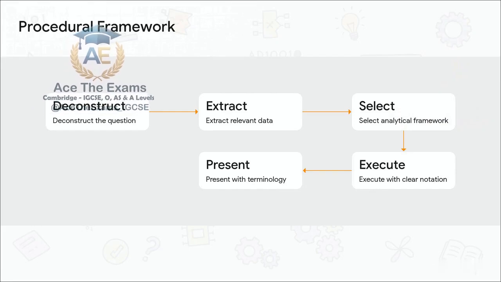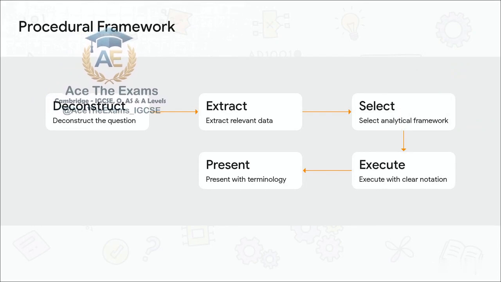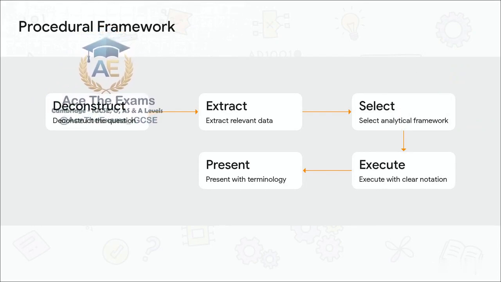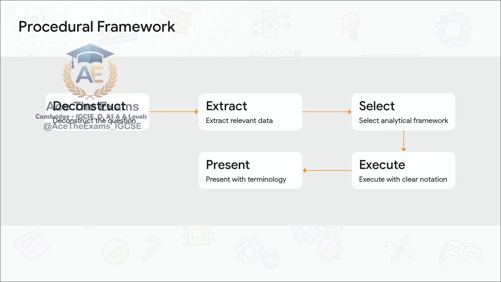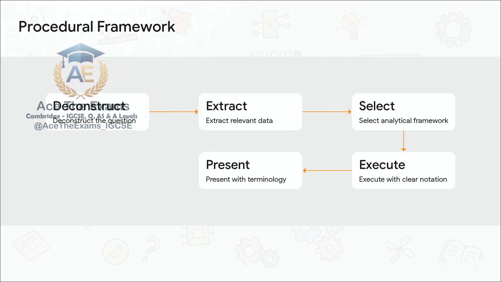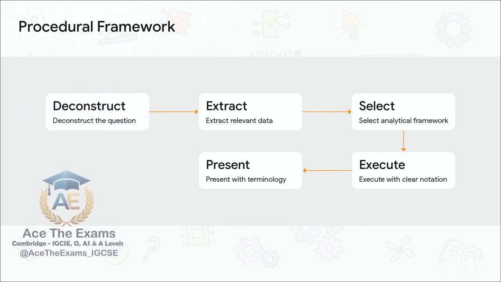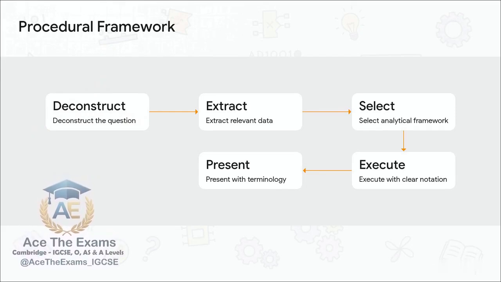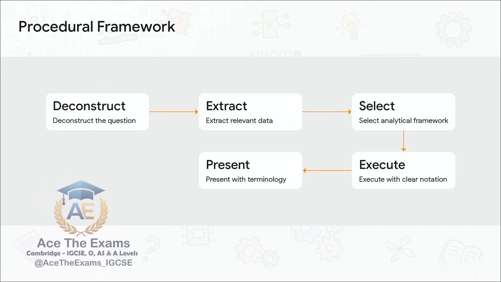Step 1, deconstruct the question. What exactly is the command word? Is it describe, evaluate, or trace? Step 2, extract the relevant data. Step 3, select your analytical framework, like the PEEL method we just talked about. Step 4, execute with perfectly clear notation. And step 5, present it with the correct terminology. If our rushing student, Sam, had just followed step 1 and deconstructed the command word, they wouldn't have lost half the marks on their paper.